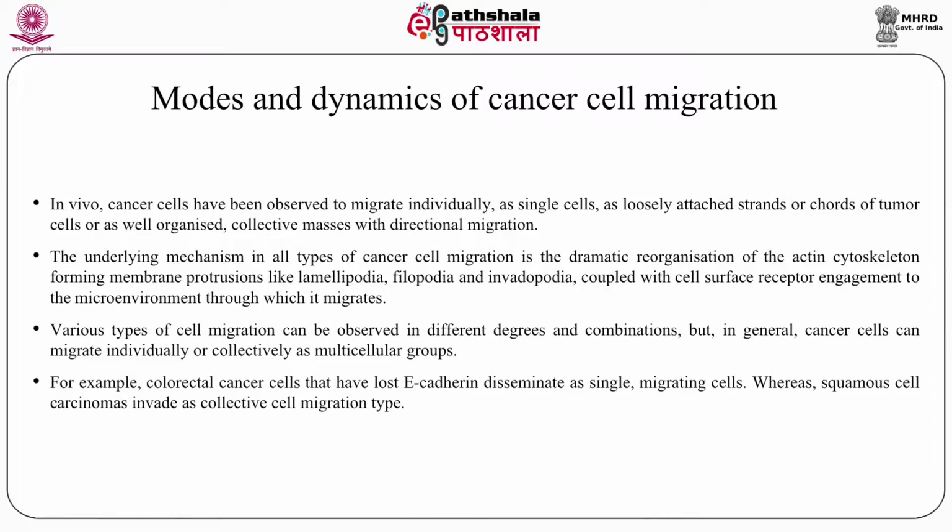The underlying mechanism in all types of cancer cell migration is the dramatic reorganization of the actin cytoskeleton, forming membrane protrusions like lamellipodia, filopodia and invadopodia, coupled with the cell surface receptor engagement to the microenvironment through which it migrates. Various types of cell migration can be observed in different degrees and combinations. But in general, cancer cells can migrate individually or collectively as multicellular groups.